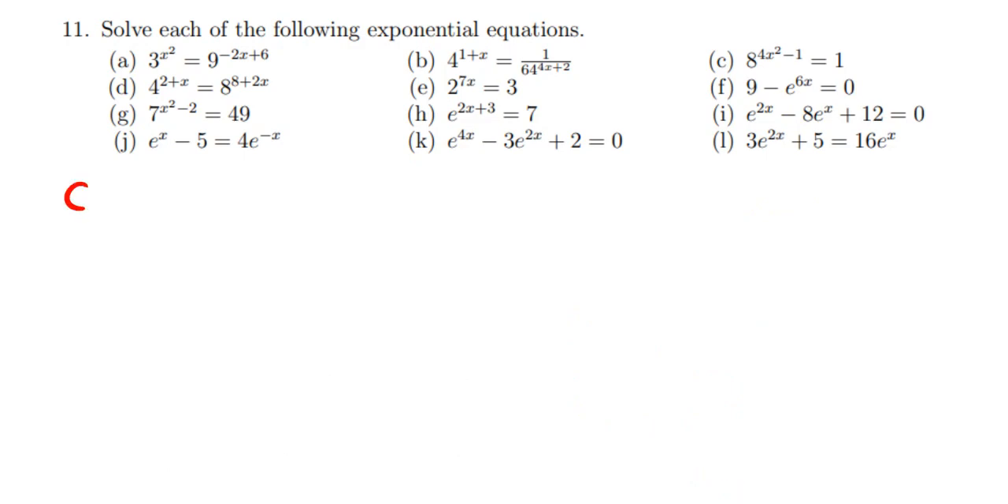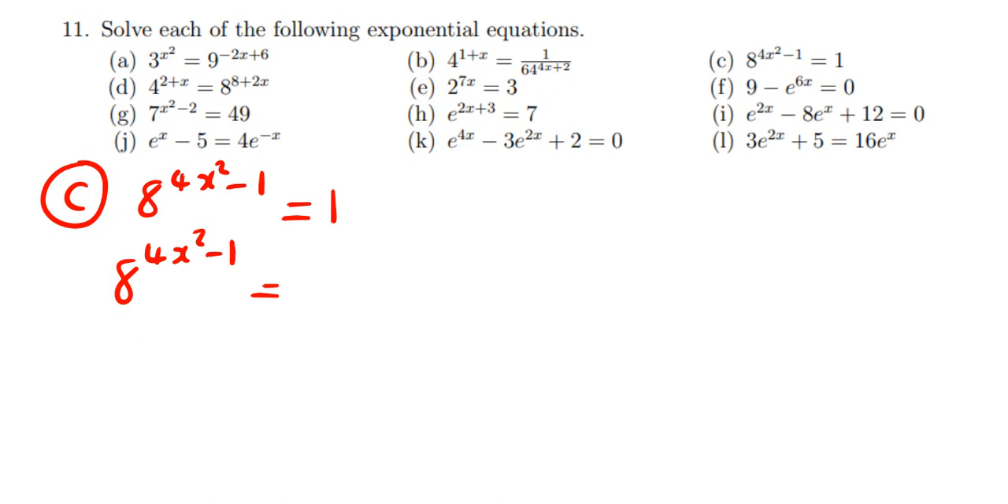So C, we are saying 8 to the power 4x squared minus 1 is equal to 1. So what are we going to do? Very simple question. How can you make 1 have a base of 8? We're just going to say 8 to the power 0, because any number to the power 0 is 1. Since the bases are the same, we're just going to equate the powers. 4x squared minus 1 is equal to 0.